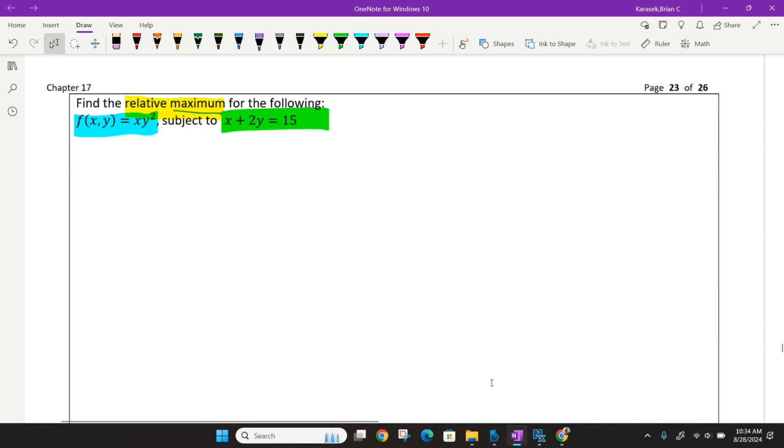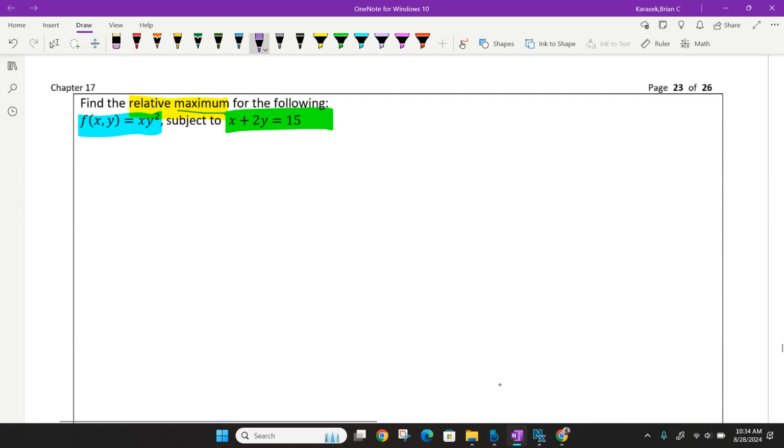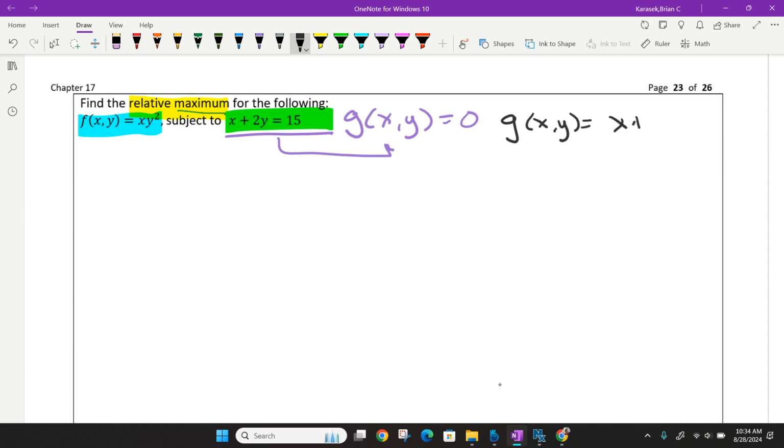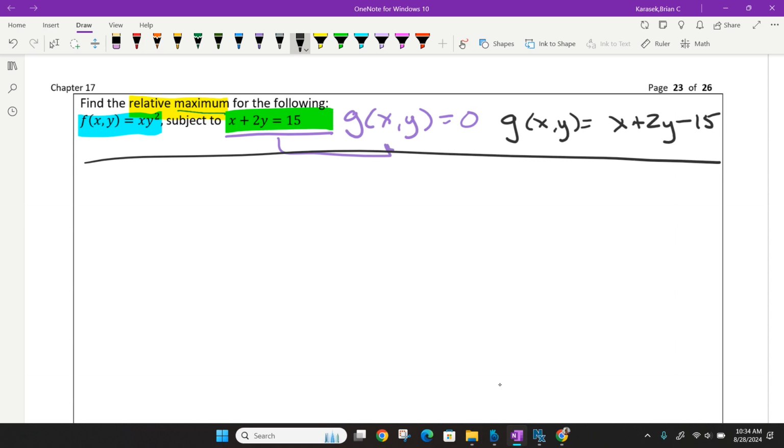The first thing we need to do is take that constraint and rewrite it correctly. Under Lagrange multipliers, the constraint is a function g of x, y that must be set equal to 0. So we need to take that constraint and rewrite it properly. That is, our g of x, y will be equal to x plus 2y minus 15. All right, so now that we've got the first step in the Lagrange multipliers process completed, that is, we have our constraint written correctly.